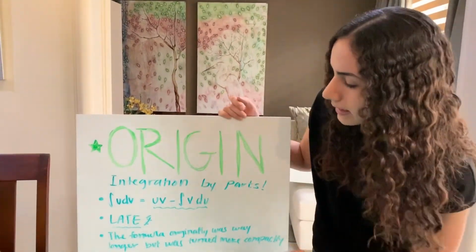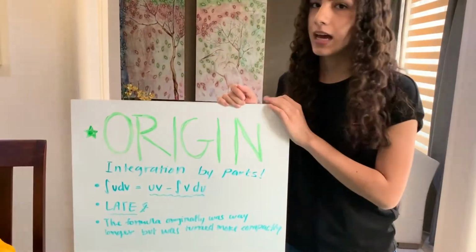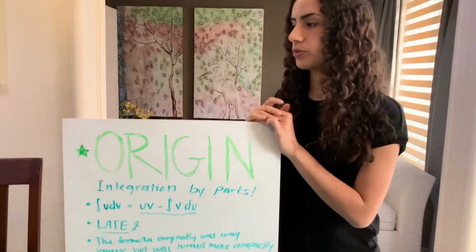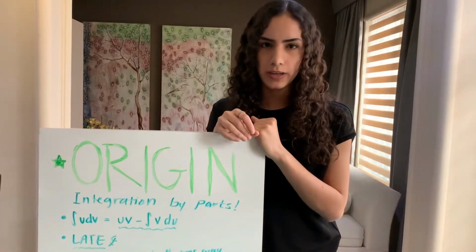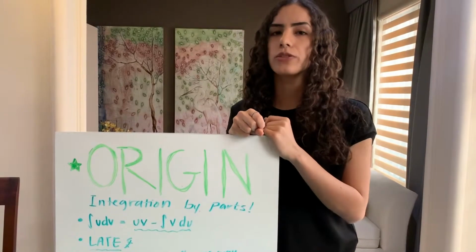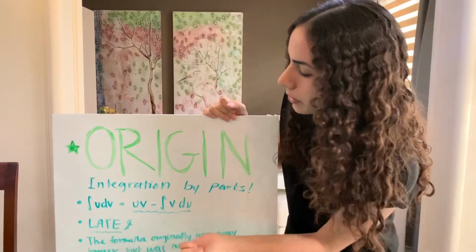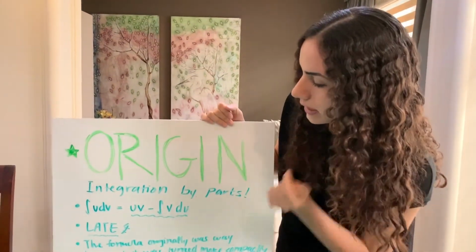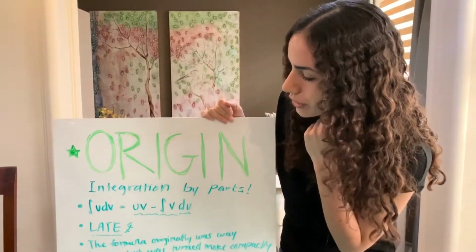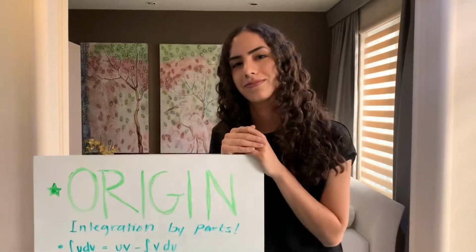And just a fun fact, the original formula was way longer, but this is a simplified version that also works to solve the problems. After you know what the u is going to be, the rest of the formula is going to be dv. And also, in order to find the v, you need to integrate dv, and in order to find du, you need to find the derivative of u.